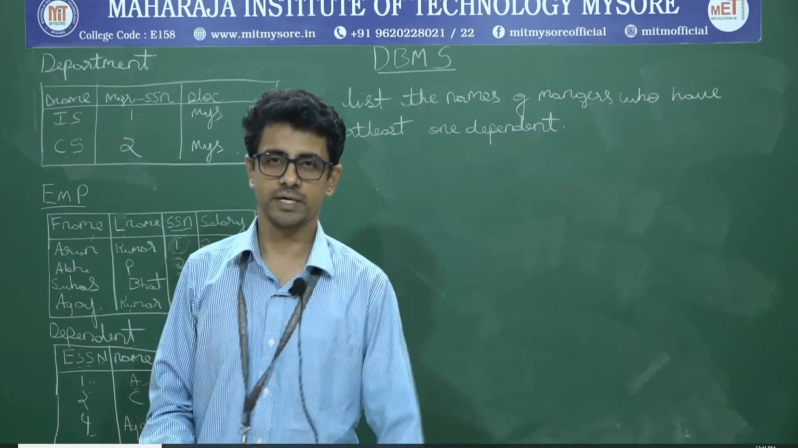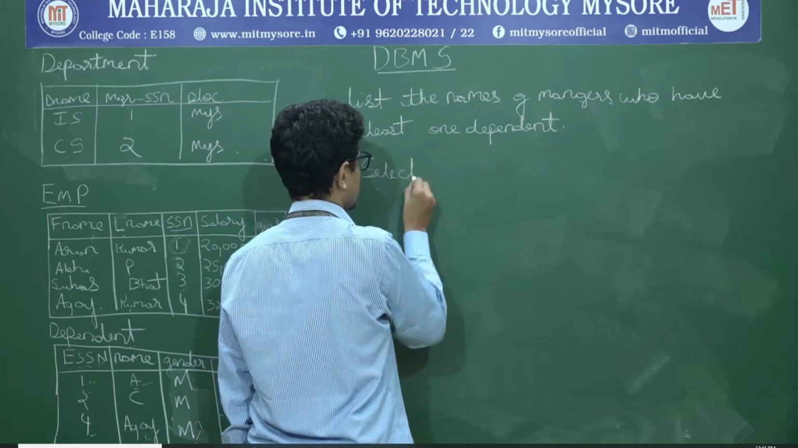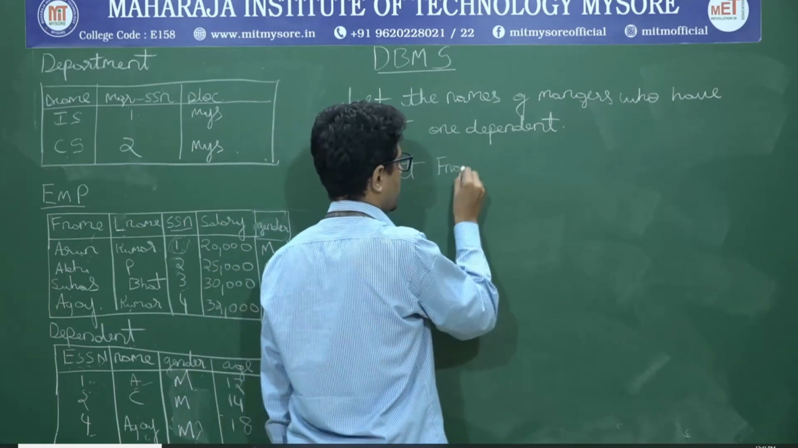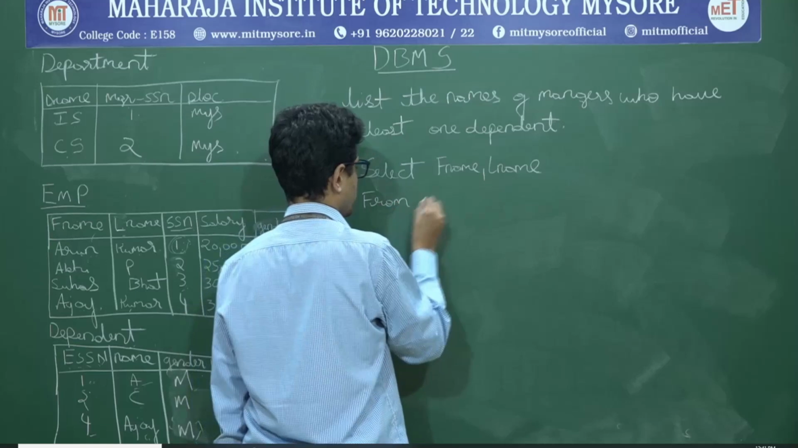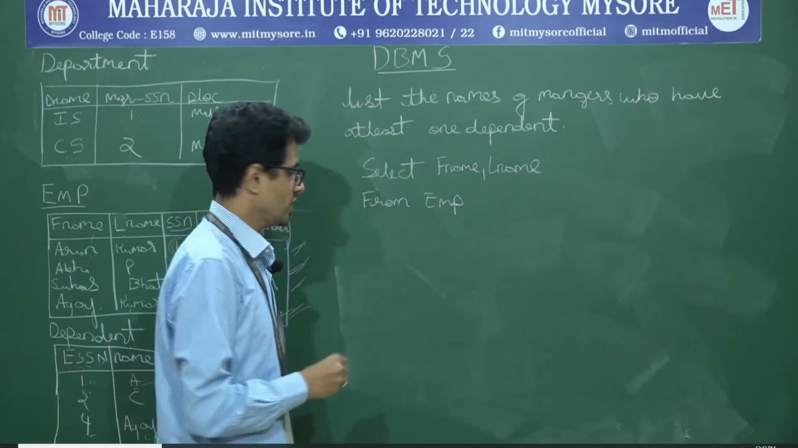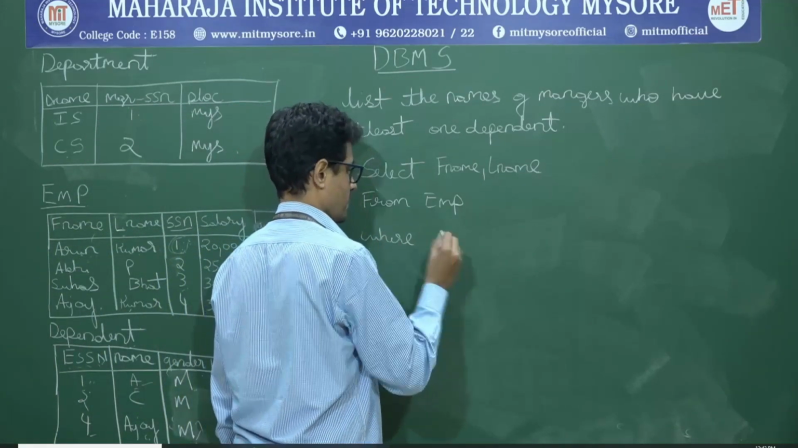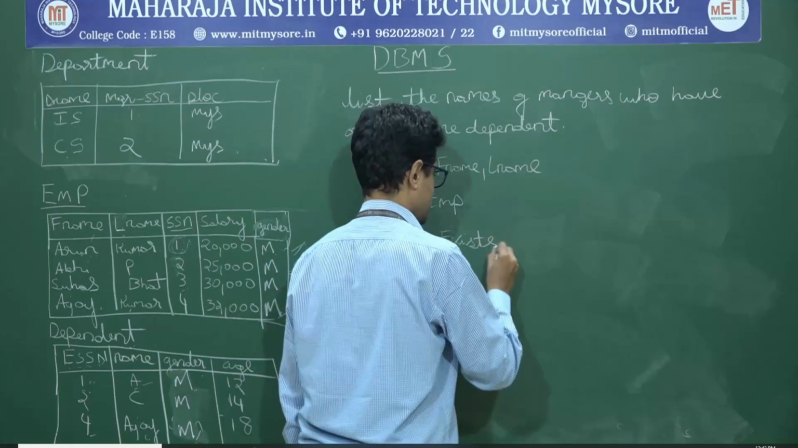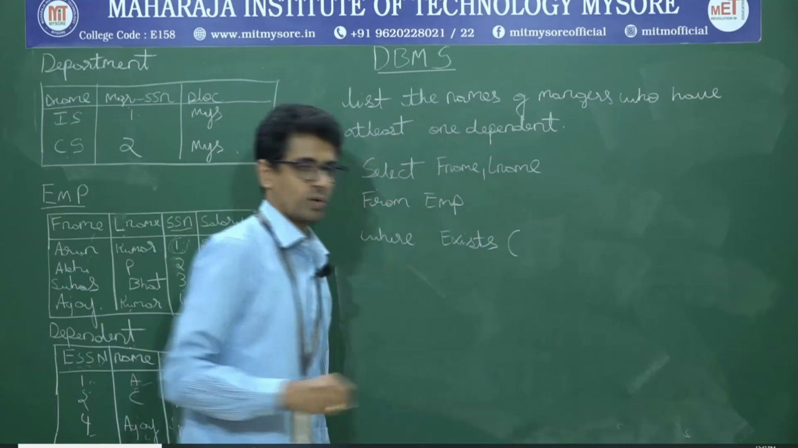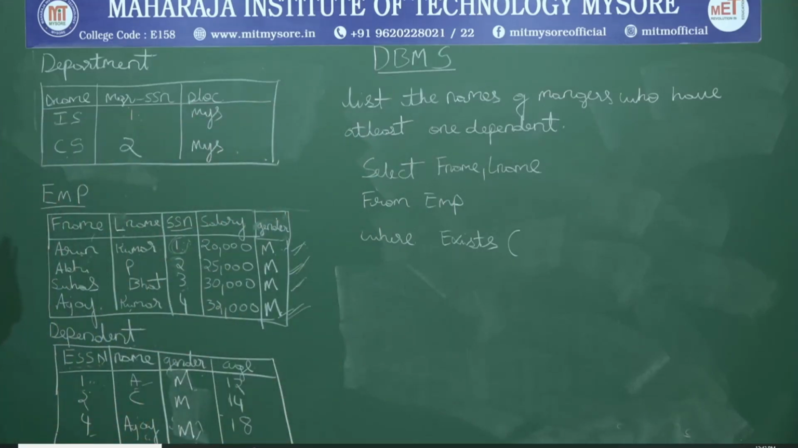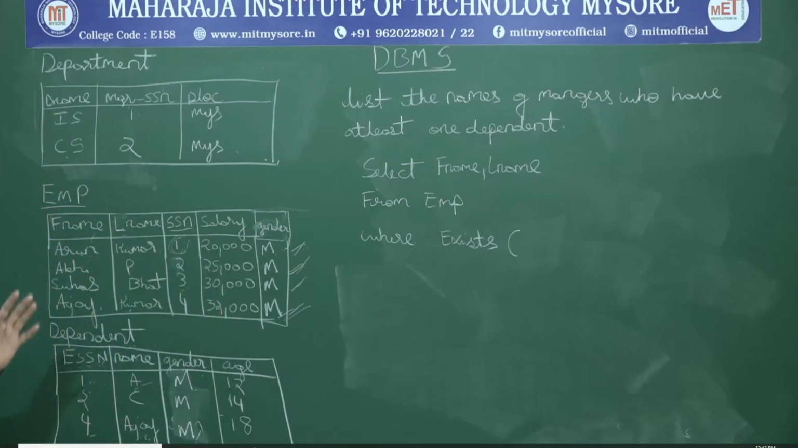Now how do you write a correlated nested query with the help of EXISTS and NOT EXISTS? Let us see that. Select F name and L name from employee. We want these from the employee table, that is the outer query, where EXISTS. So I need to have the first condition. What is my first condition with the tables given? I have the department table and the employee table. So first we need a condition specified on this.